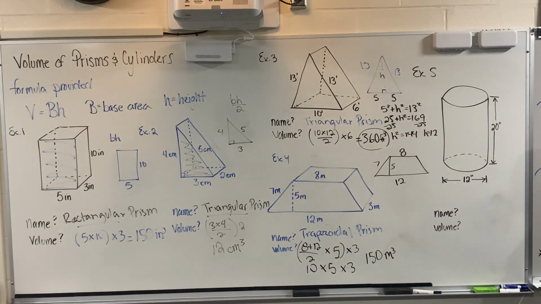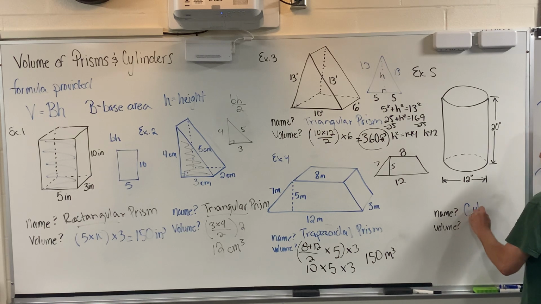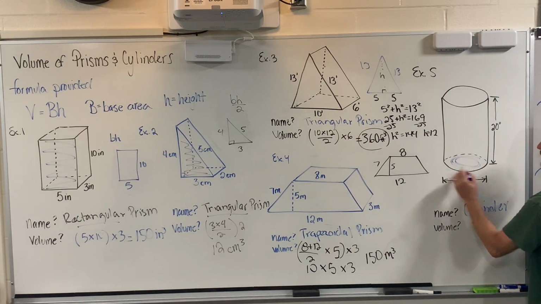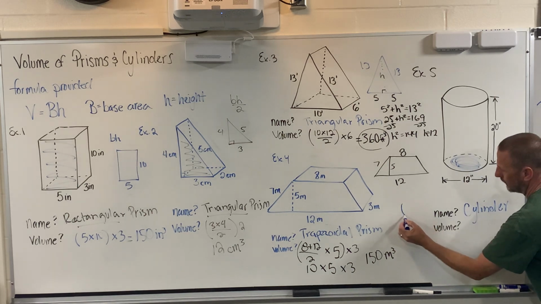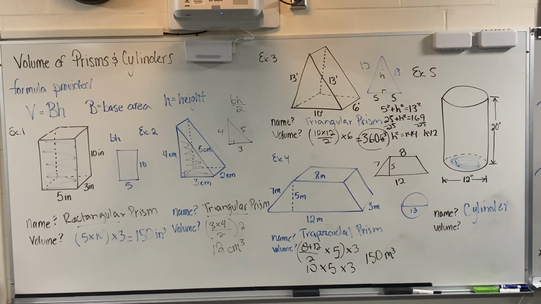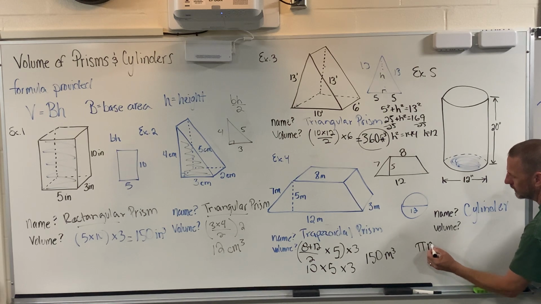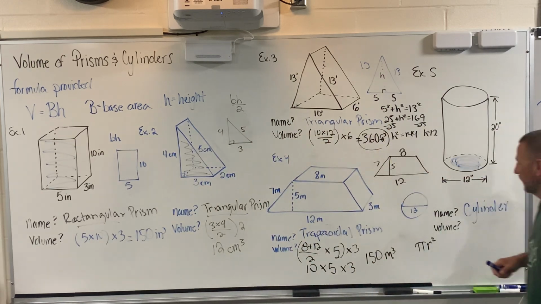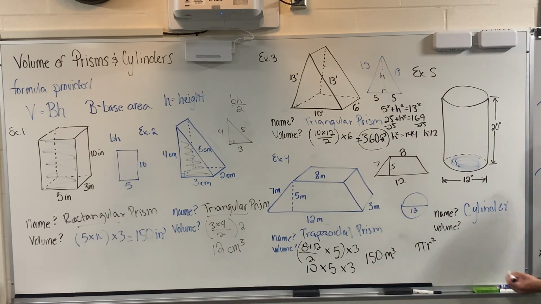All right, and our final one, this is a cylinder. On the cylinder, what's our base area going to be? Well, cylinders are based off of a circle. So I'm going to draw a circle right here. And on that circle, I have a 12. That 12 stands for, in this case, the diameter. But my formula for area of a circle is pi r squared. So my capital B on this one is pi r squared. Well, my radius, if the whole thing's 12, is going to be 6.